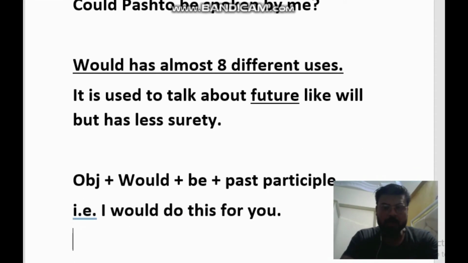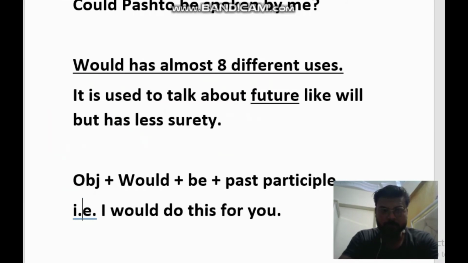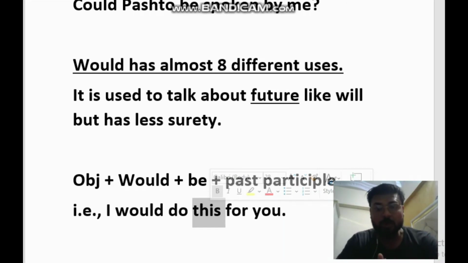How are you going to form its passive? What is the object here? Can you please identify the object here? Is it you or is it for? No. The object is this. Because what is the definition of an object? The definition of an object is that on which the work is done. So I would do this. I is the subject, would is the modal verb, do is the verb, and this is the object.